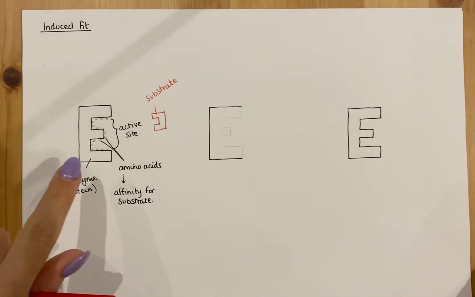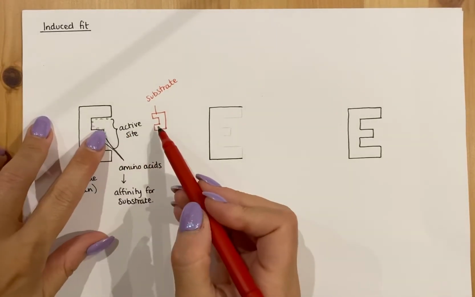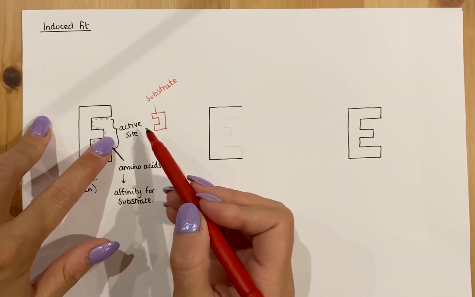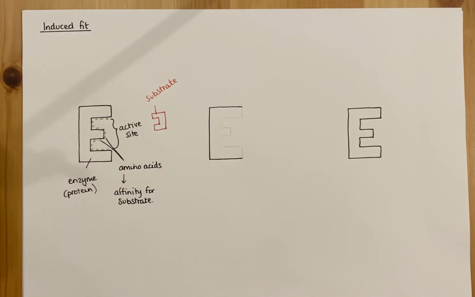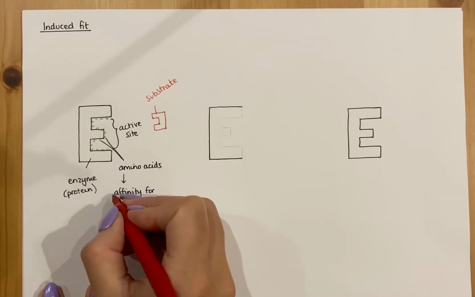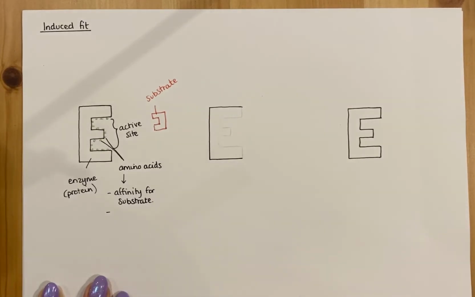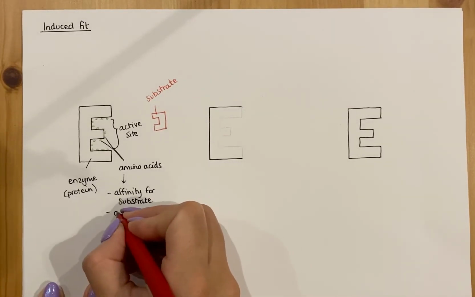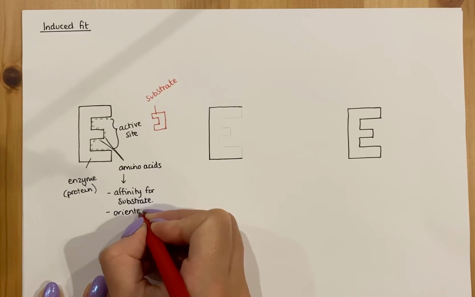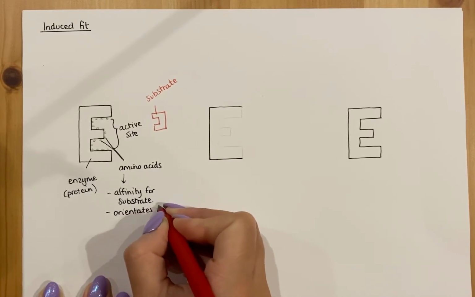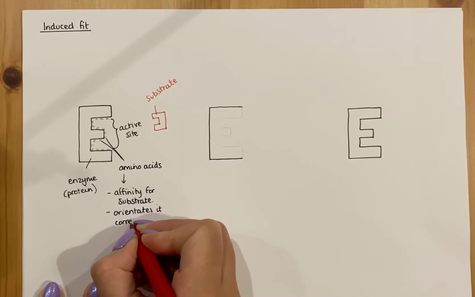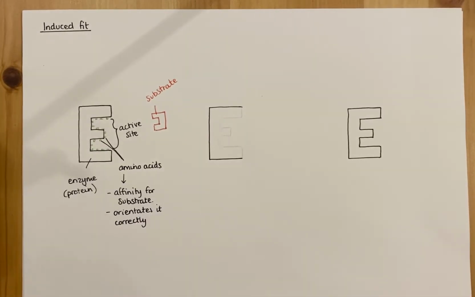Now that substrate and the amino acids on the active site have an attraction for one another. Okay, so because they're attracted, they'll pull towards one another. And also what these amino acids do, because they have an affinity for it, an attraction for that substrate, it will orientate the substrate correctly. Okay, and what that means is that if the substrate was facing the wrong way, then it would turn it around and pull it in towards the active site so that it's fitting in correctly and in the correct direction. Okay, so it orientates it correctly and draws it into the active site.